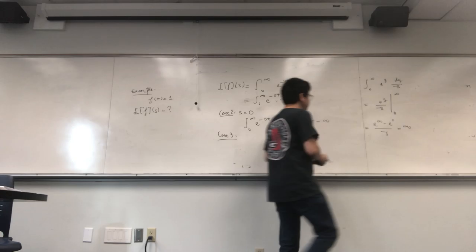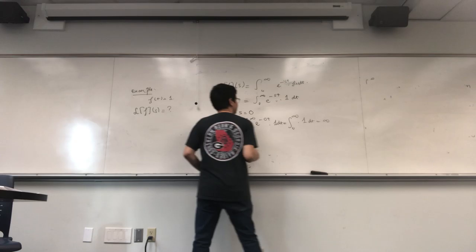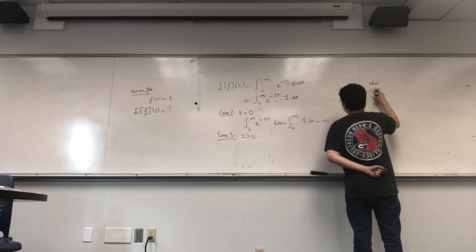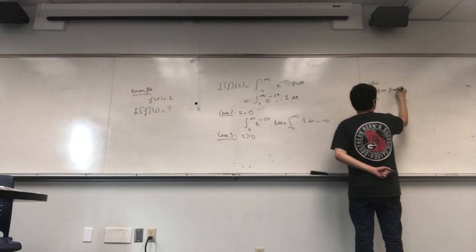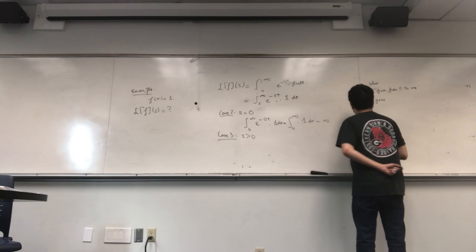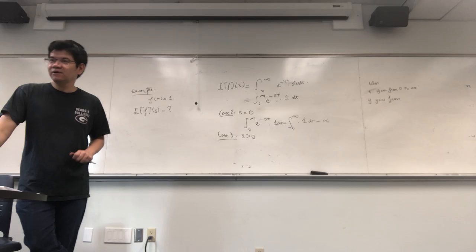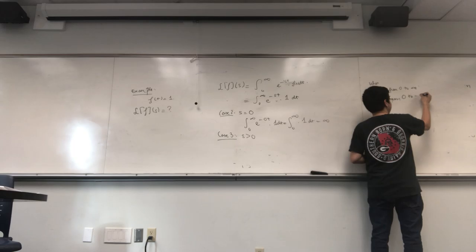Now case number three. Case number three is s is positive. Right. So when s is positive, when t goes from 0 to infinity, where is y going? Negative, 0. So y goes from 0 to minus infinity, all right?